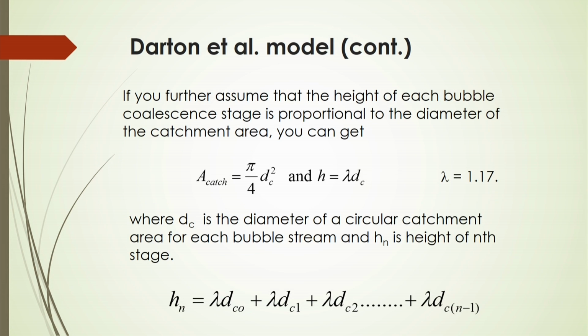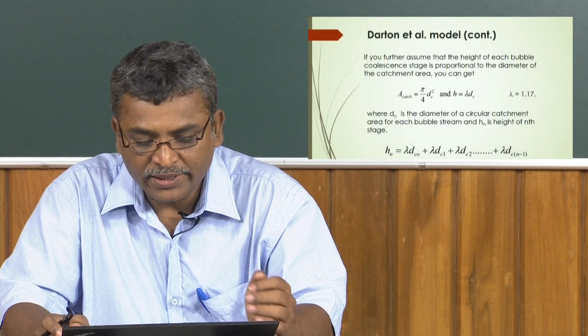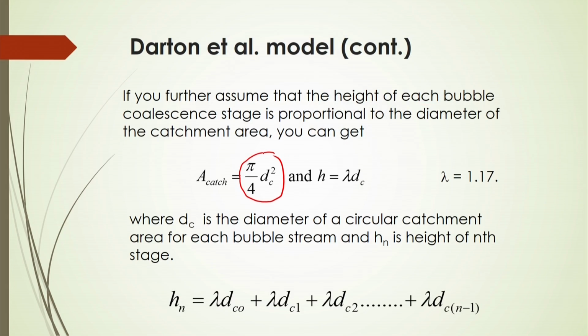And if you further assume that the height of each bubble coalescence stage is proportional to the diameter of the catchment area, you can get what should be the catchment area here. This will be considered as pi by 4 into d c square. That means the cross sectional area of the column is to be considered, and also h should be considered at a certain height, that will be some factor multiplied by d c here.